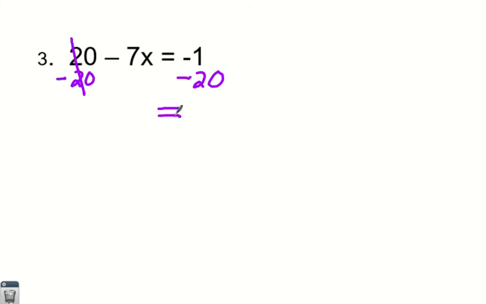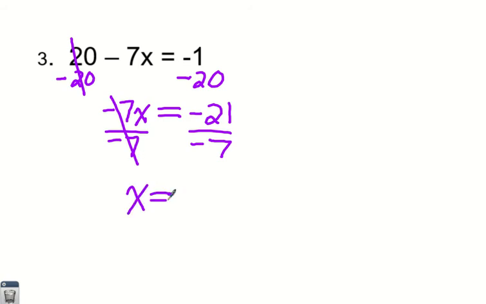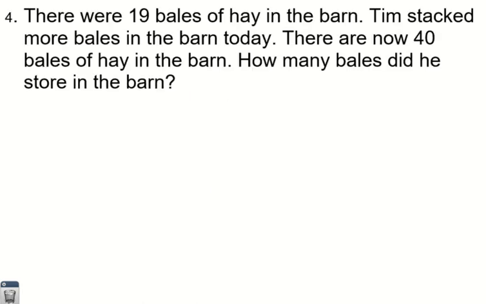So we have negative 7x left over, and then on the right side, negative 1 minus 20 is negative 21. We're getting this a lot, aren't we? 21 and 7. This is going to end up being negative 21 divided by negative 7. x is all by itself, and it's 3. Okay, now the new stuff, I guess.